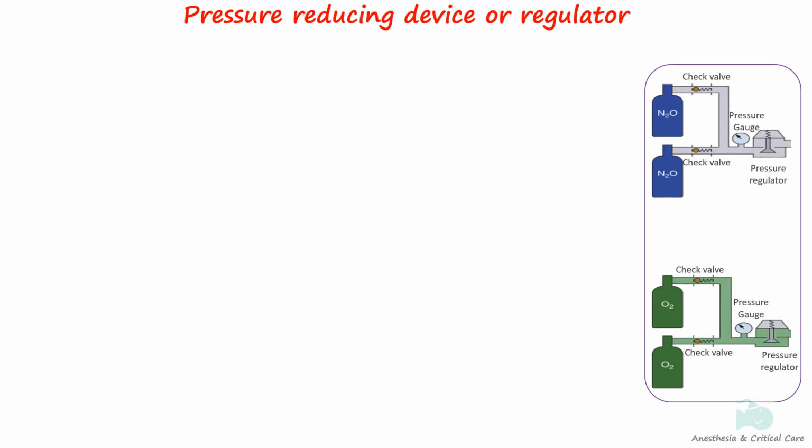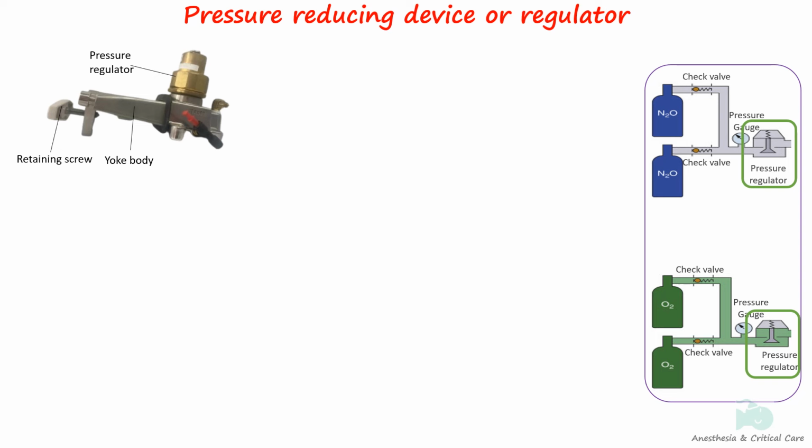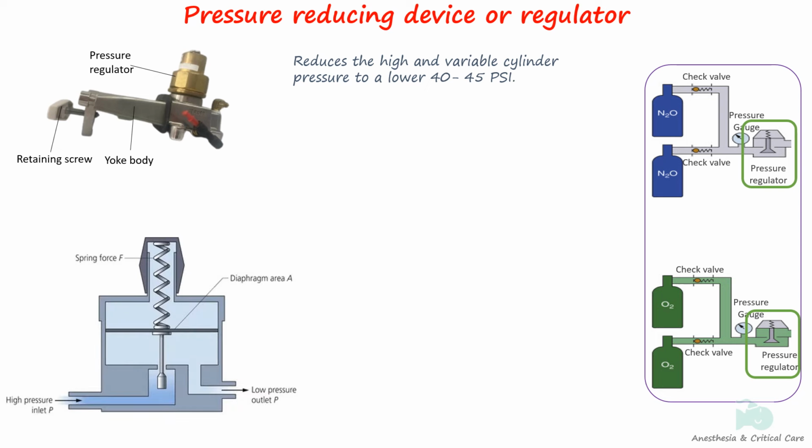The pressure-reducing devices, or regulators, function to maintain constant flow of gas with the changing supply pressure from the cylinder. This reduces the high and variable pressure found in the cylinder to a lower 40 to 45 psi, suitable for use in anesthesia machines. Machine standards mandate a pressure regulator for each gas used on anesthesia machines. Pressure regulators reduce a supply or inlet pressure to a lower outlet pressure and work to maintain this outlet pressure despite fluctuations in the inlet pressure.